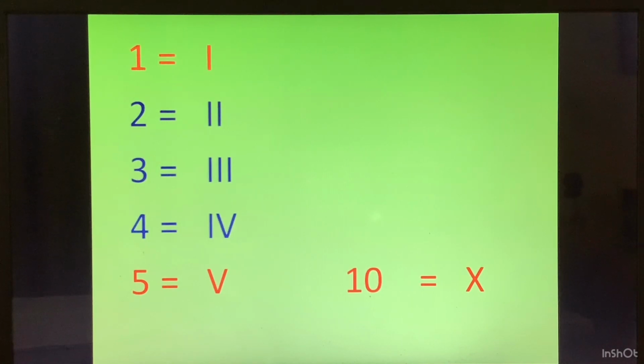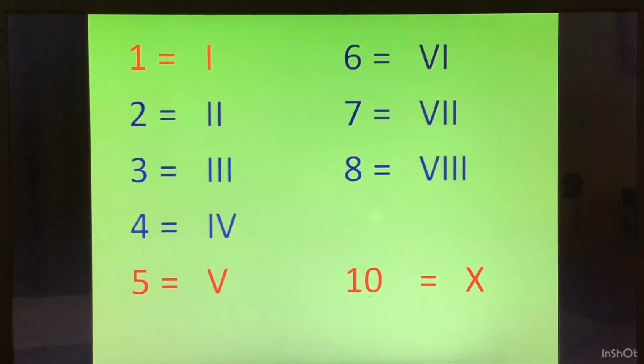Next comes 6. 6 will be 5 plus 1, VI. I is on the right of V, so we will add the value. 7 will be VII. We have repeated I 2 times here. 8 is VIII. We have repeated I 3 times here. We cannot repeat I any more number of times. So for 9, we will write 10 minus 1, and the minus is on the left and the 10 symbol is X. We will write IX, I on the left of X.